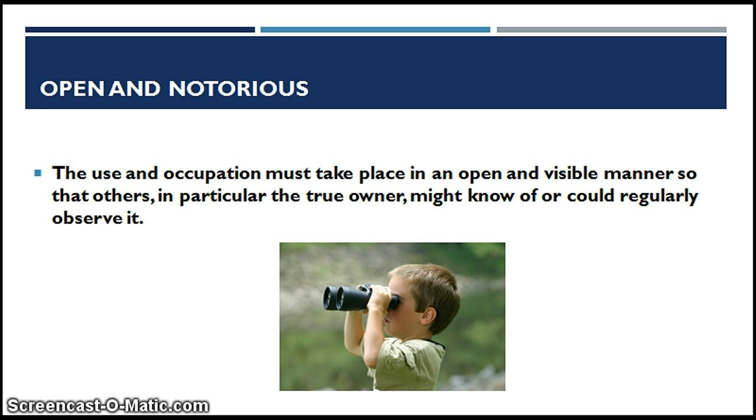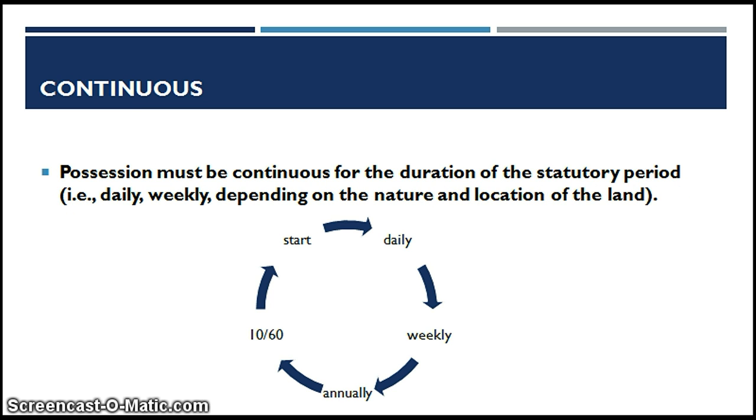The next requirement is continuous. That means that the person has to use it, or the squatter has to use it, for the required period of time. So that's 10 years for privately owned property and 60 years for Crown-owned property. And it has to be used for that period of time in a continuous manner based on what the use of the property is.